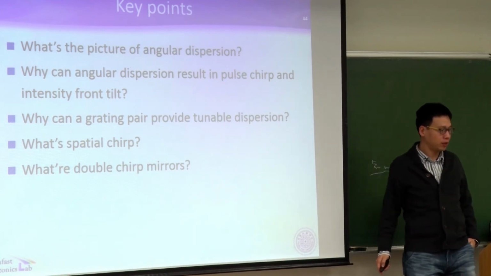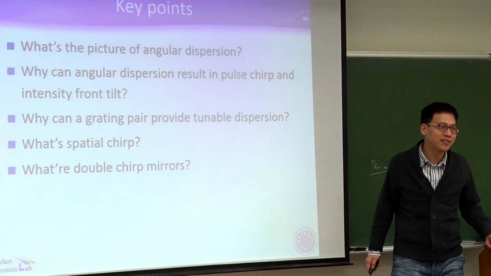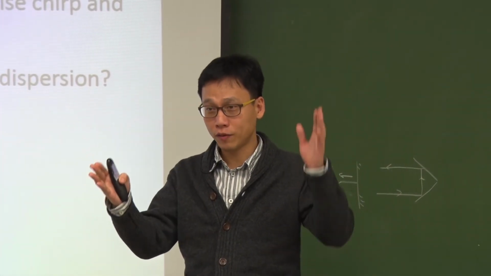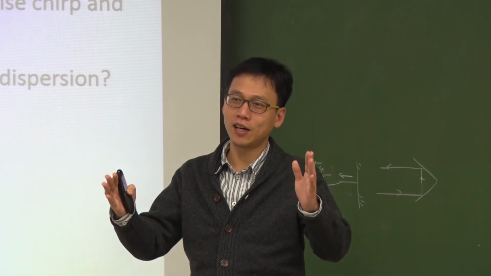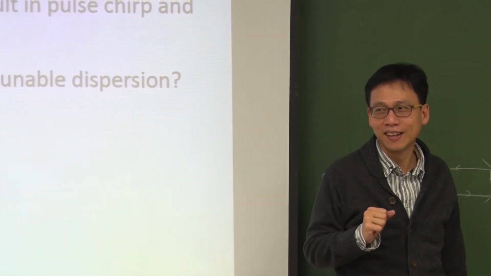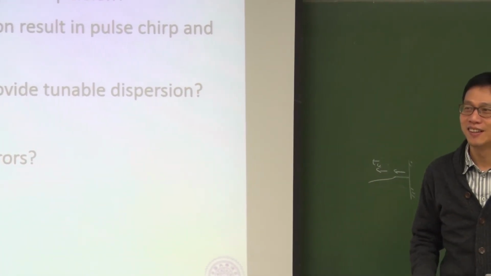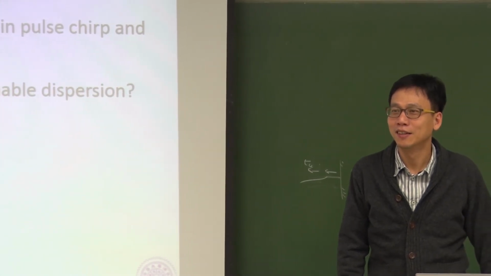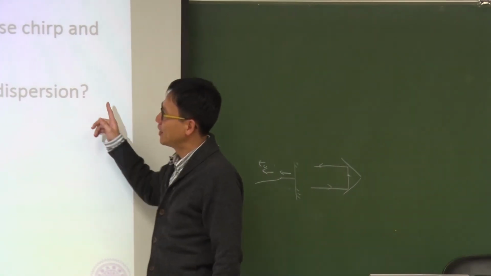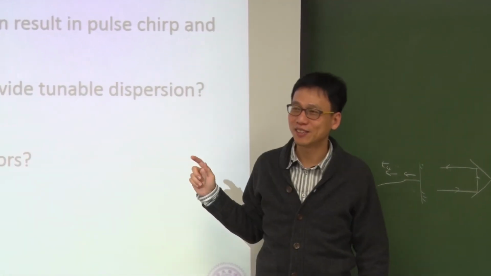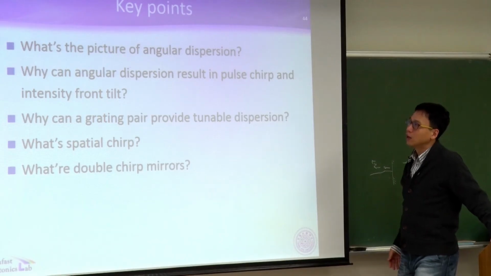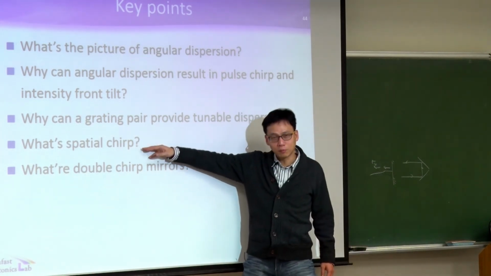Question C. Why can a grating pair provide tunable dispersion? So now instead of just one grating, you have two gratings parallel to each other. Why can you have tunable dispersion? Yes, then you can tune the path length difference. That's why you can tune the dispersion. Dispersion comes from path length difference, frequency dependent path length. Good.